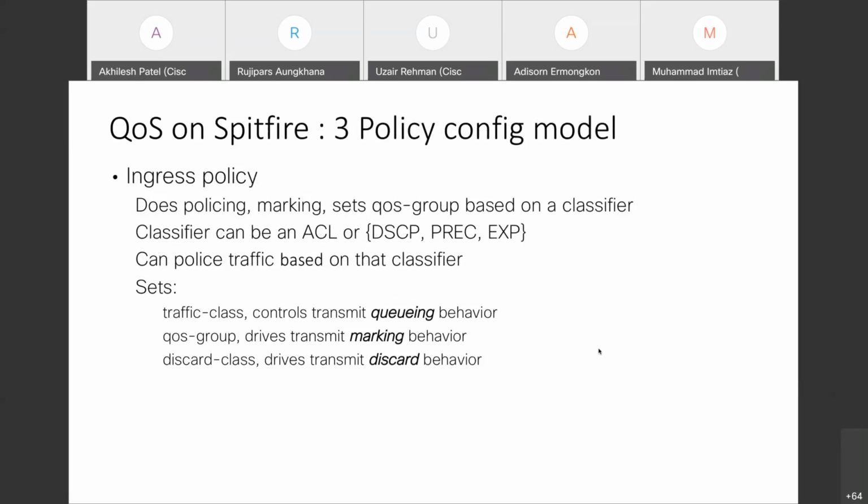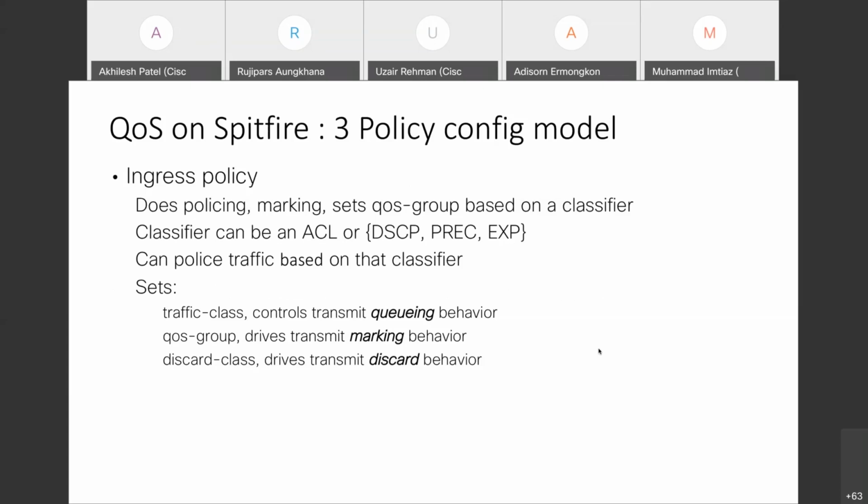Then we have 3 policy config models. The first one is the ingress policy. On the ingress side, we can do policing, we can do marking, and we can set the QoS group based on the classifier. What are those classifiers? They can be based on ACL, or on DSCP, precedence value, or EXP. And we can do the policing based on those classifiers as well.